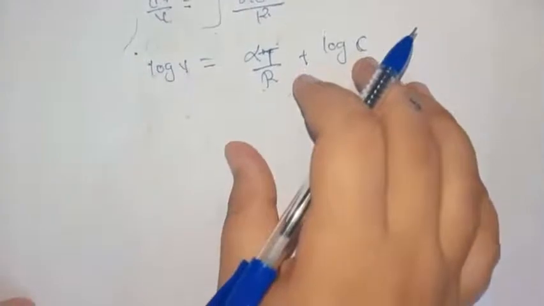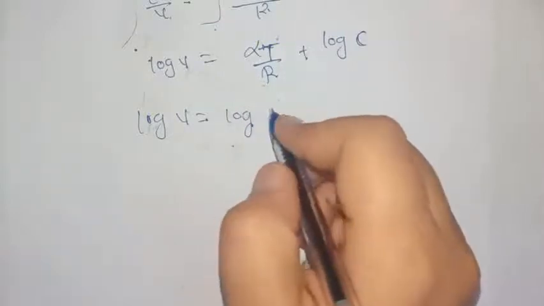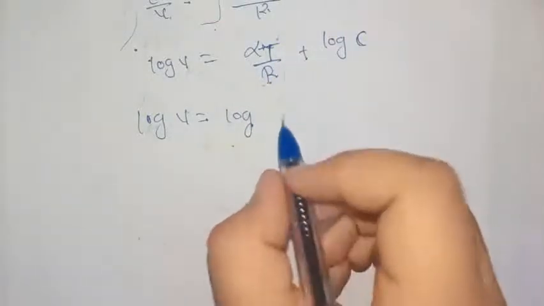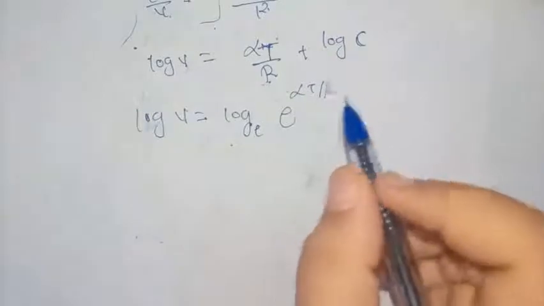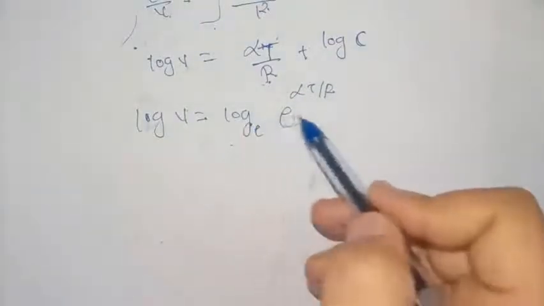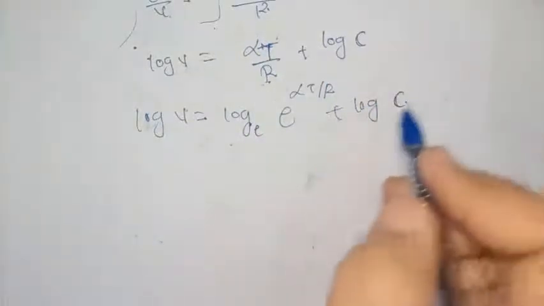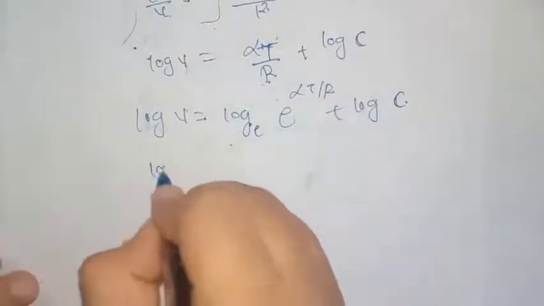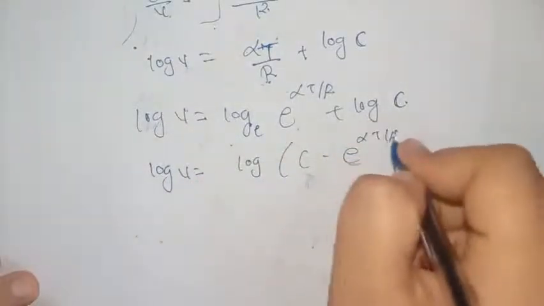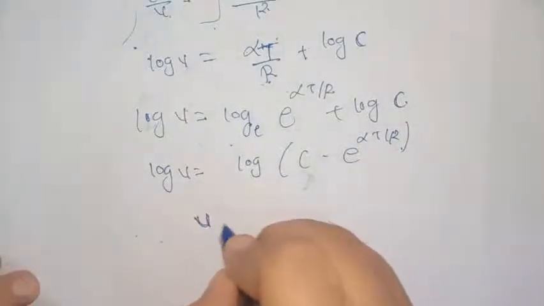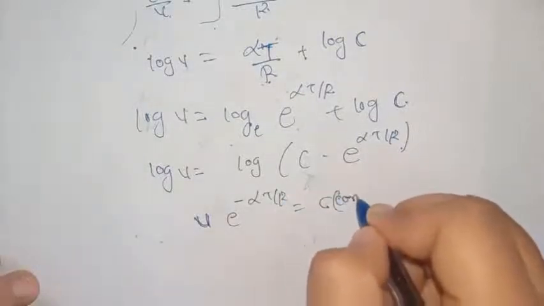So log V is equal to alpha T by R plus log C. Alpha T by R can be written as log of e power alpha T by R. So log V is equal to log of C into e power alpha T by R. So V into e power minus alpha T by R is equal to C, that is constant.